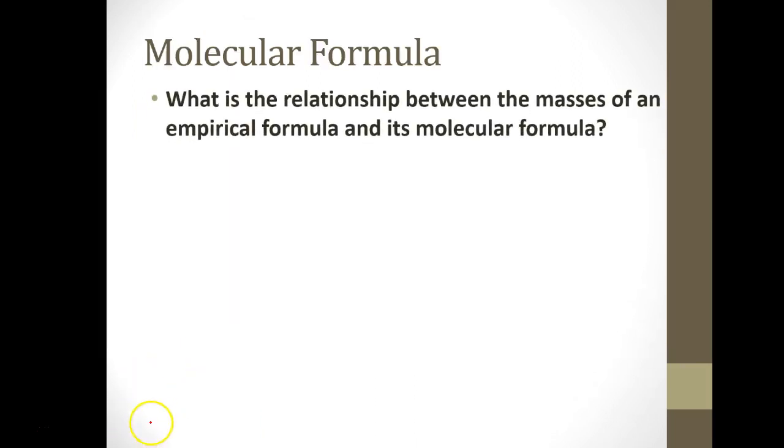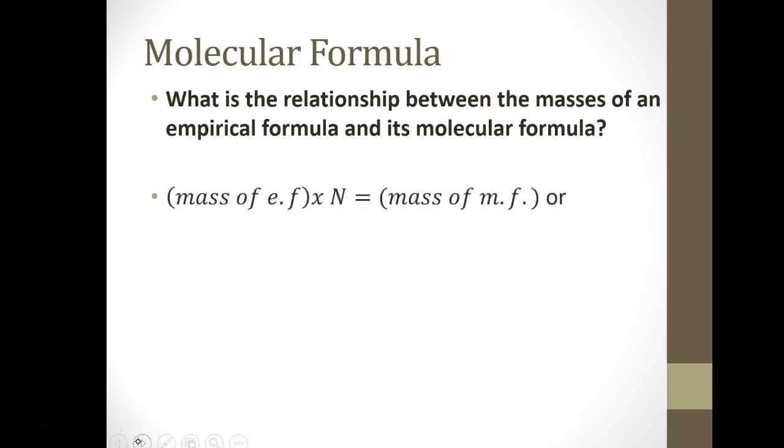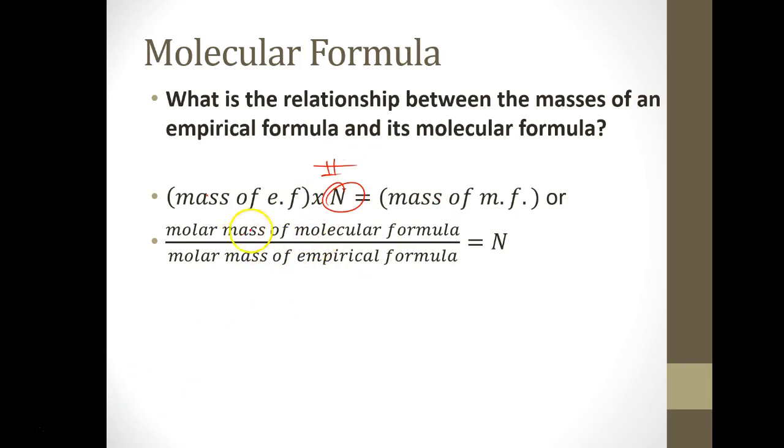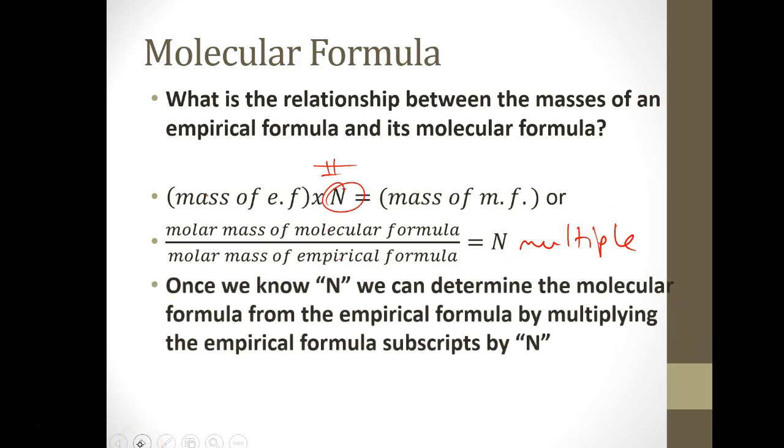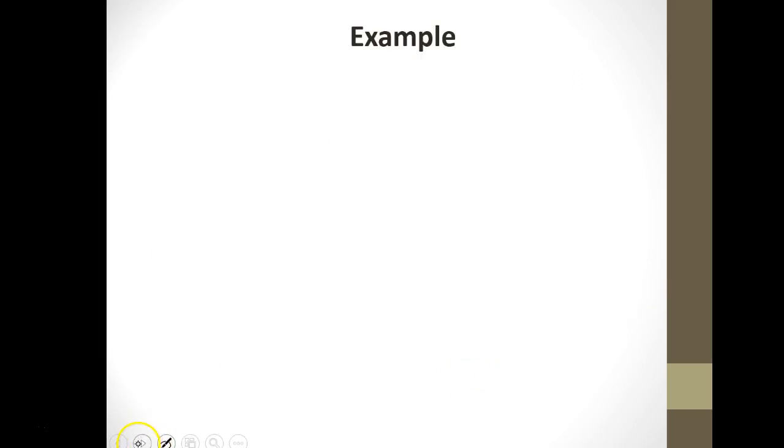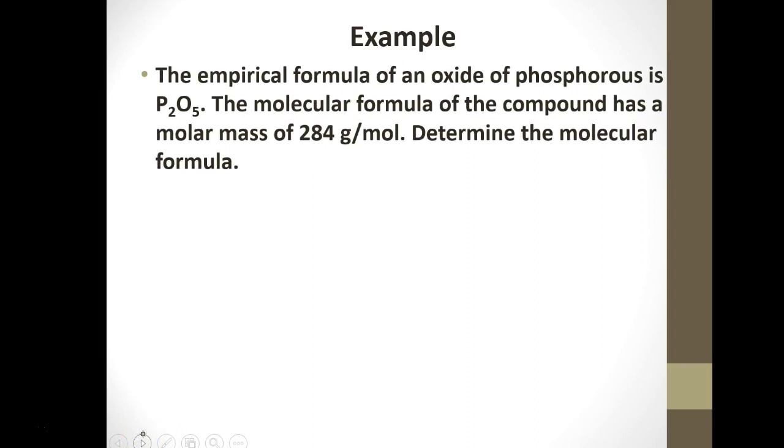So, the relationship between the masses of an empirical formula and a molecular formula is the mass of an empirical formula times some number equals the mass of the molecular formula. Or, if you take the mass of the molecular divided by the mass of the empirical, you're going to get the multiple you want. Okay, and it can be 1. All you have to do is take the empirical formula, multiply all the subscripts by that number, and that tells you the molecular formula.